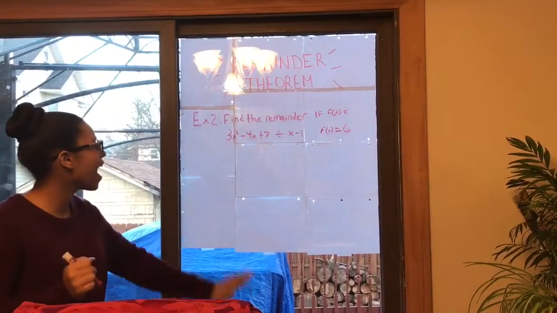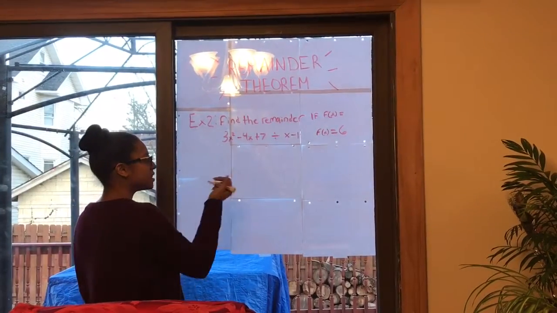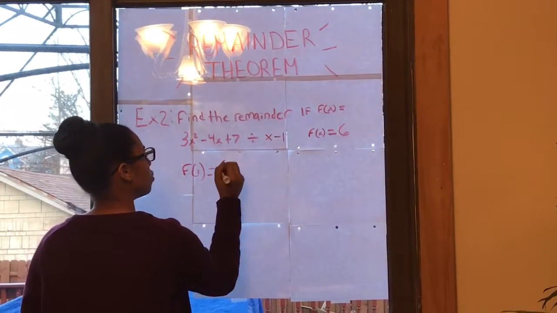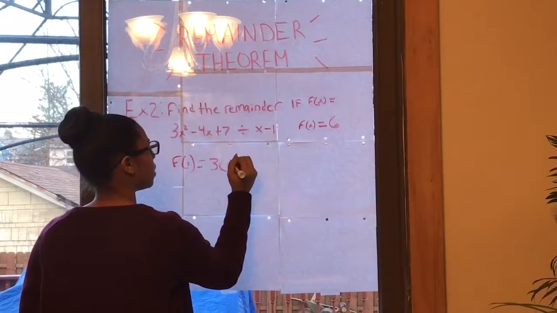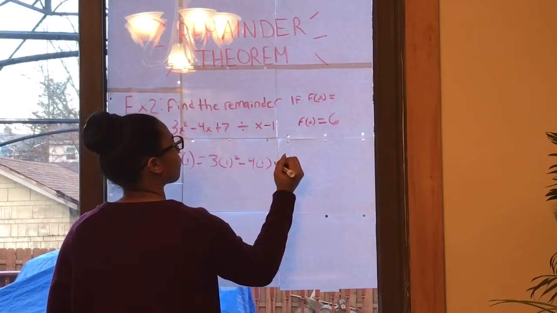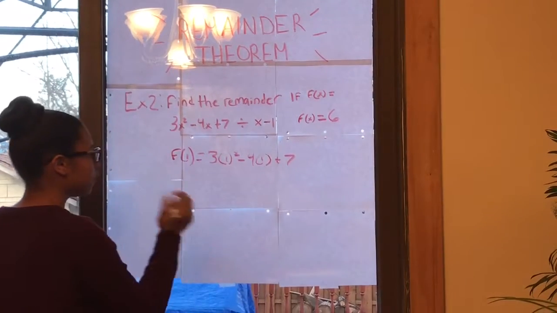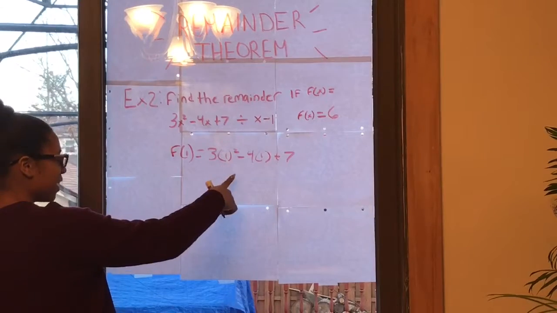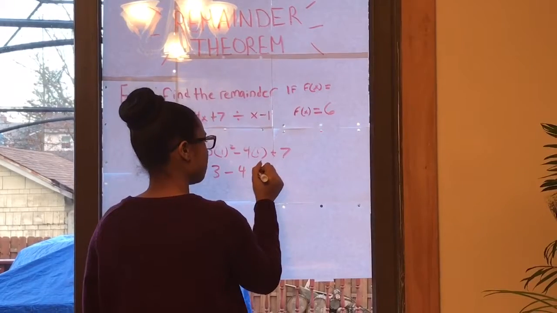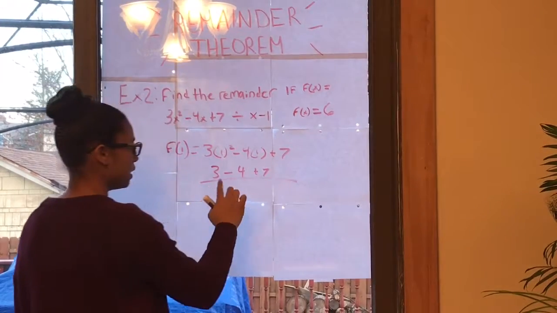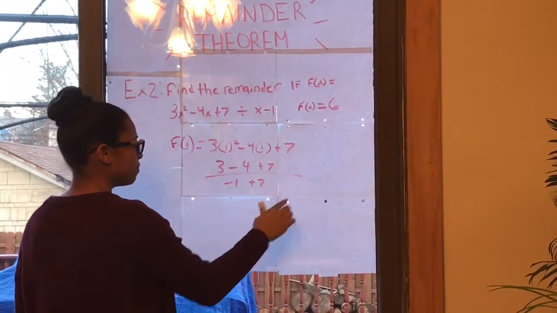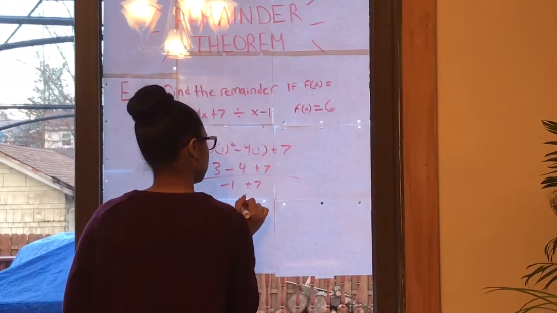Okay, so a way to check our answer is to use substitution. So we're going to set f of 1 equal to 3 times the quantity of 1 squared minus 4 times the quantity of 1 plus 7. Now we're going to solve the equation. So 1 squared is 1, so 3 times 1 is 3, minus 4 plus 7. So 3 minus 4 is negative 1, plus 7, and when you simplify this, it equals 6.